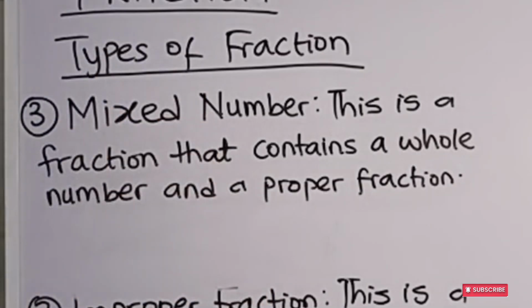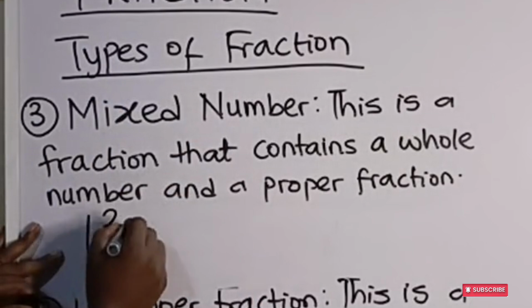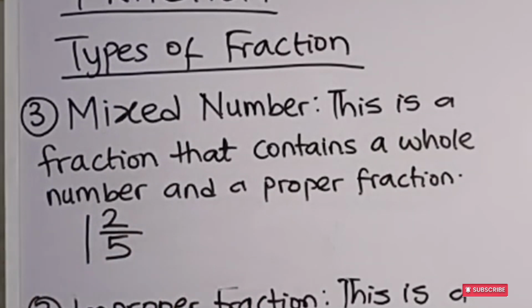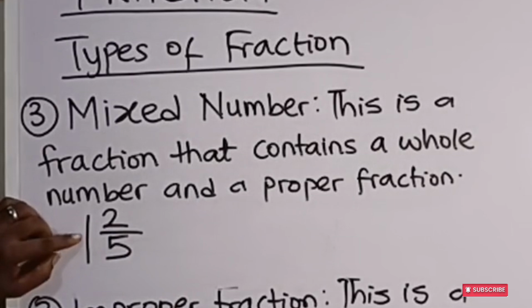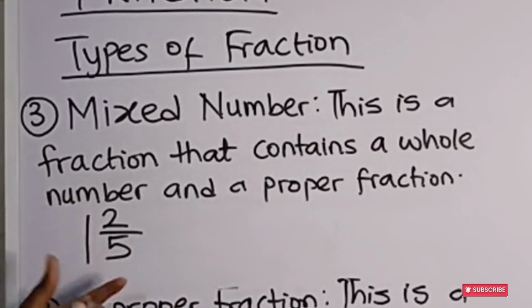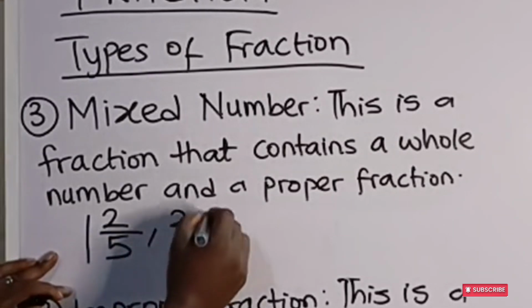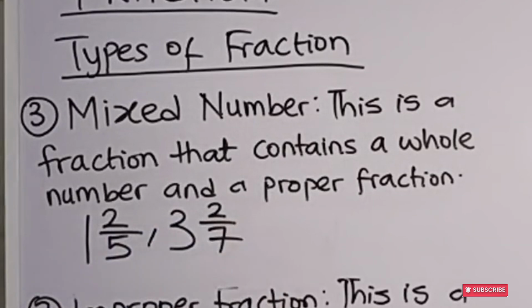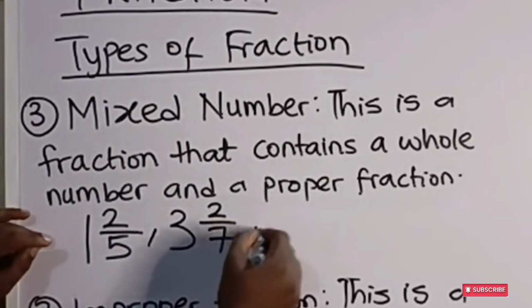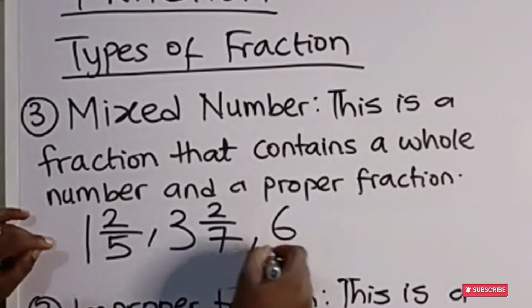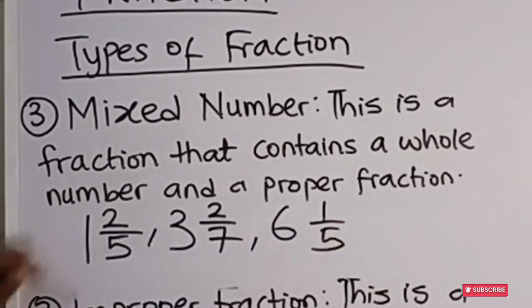Let's look at some examples of mixed numbers. 1 whole number 2 over 5. So if you look at 1 whole number 2 over 5, 1 is a whole number, 2 over 5 is a proper fraction. So a combination of these two values gives you a mixed number. Another example is 3 whole number 2 over 7. This is another mixed number. And finally, 6 whole number 1 over 5. So all these values are mixed numbers.